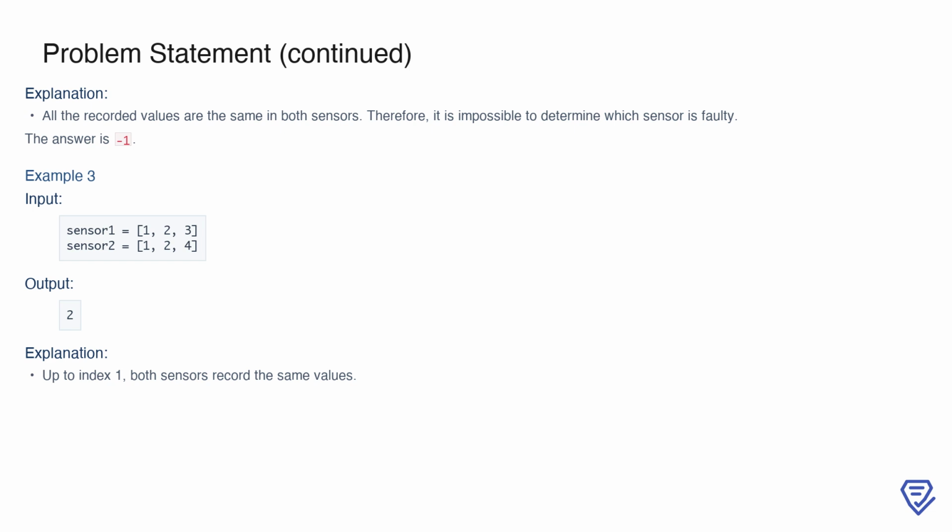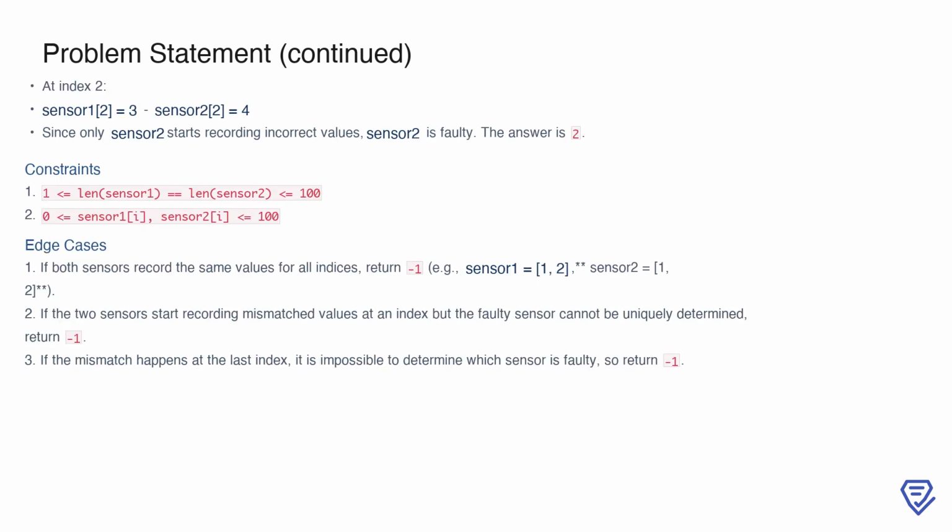Now let's look at a third example where the sensors diverge, but this time the other sensor is determined to be faulty. In the third example, sensor 1 records 1, 2, 3, while sensor 2 records 1, 2, 4. Up to index 1, both sensors record the same values of 1 and 2. However, at index 2, the values differ. Sensor 1 records 3, which aligns with the previously correct data, while sensor 2 records 4, which is inconsistent. This indicates that sensor 2 is faulty, and the output is 2.